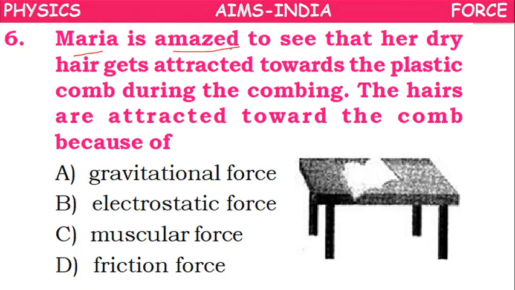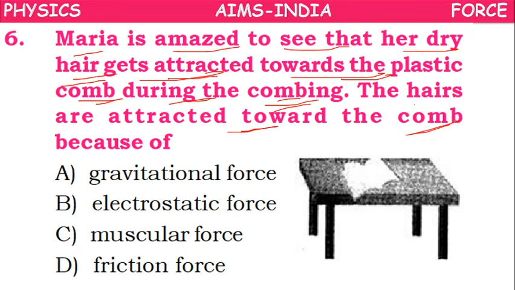Maria is amazed to see that her dry hair gets attracted towards the plastic comb during the combing. The hairs are attracted towards the comb because of what? So actually, dry hair gets attracted towards the plastic comb during the combing. This diagram is not needed actually. So why will this happen?